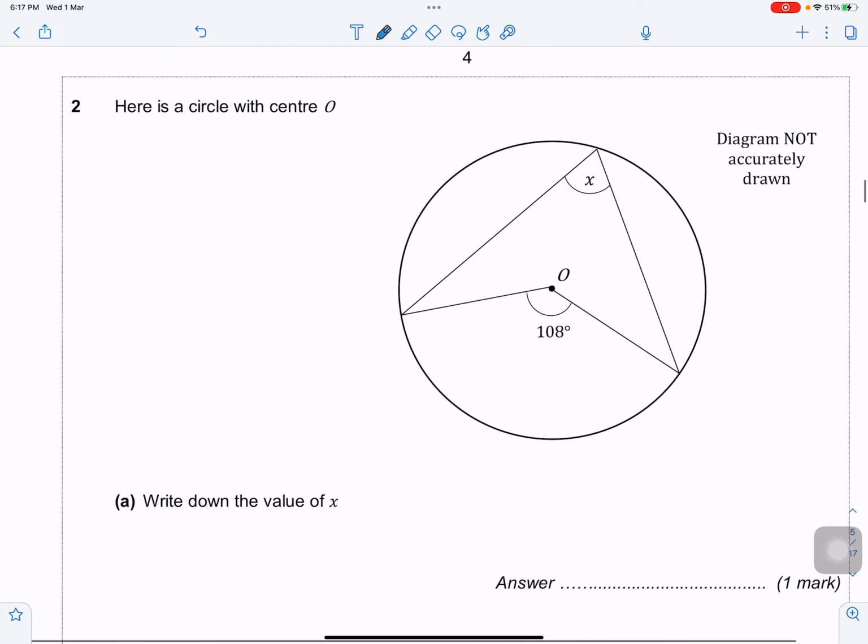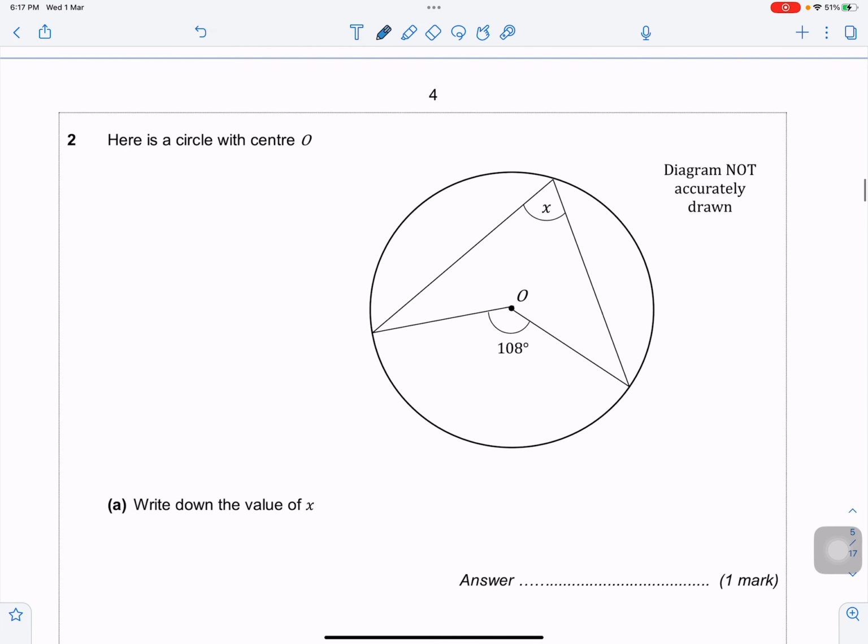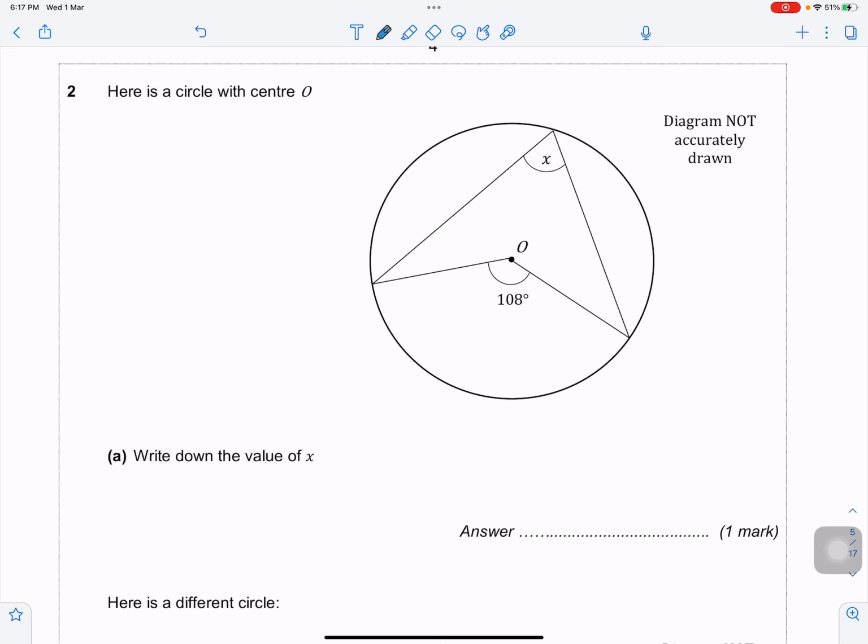Let's see the questions now. They're past paper questions. I have started with very simple ones, then I will move on to the complicated ones. Which property do you think will apply here to find the value of x? It is just a 1 mark question. I'll give you thinking time.